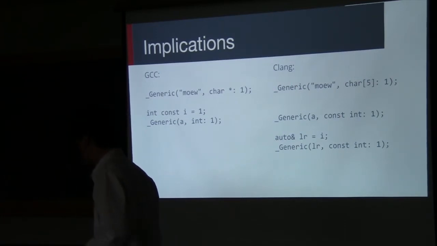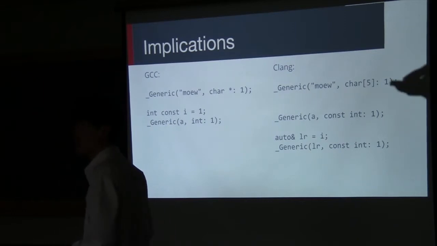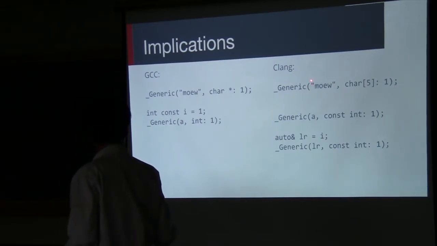Clang allows that as a char[5] and not a const char[5]. On the generic selection, the one above, on Clang. That's char[5] and not const char[5]. Yes. Can you please repeat the question? Oh. Why Clang accepts the string literal as char[5], not const char[5]? It is because the string literal is an lvalue.